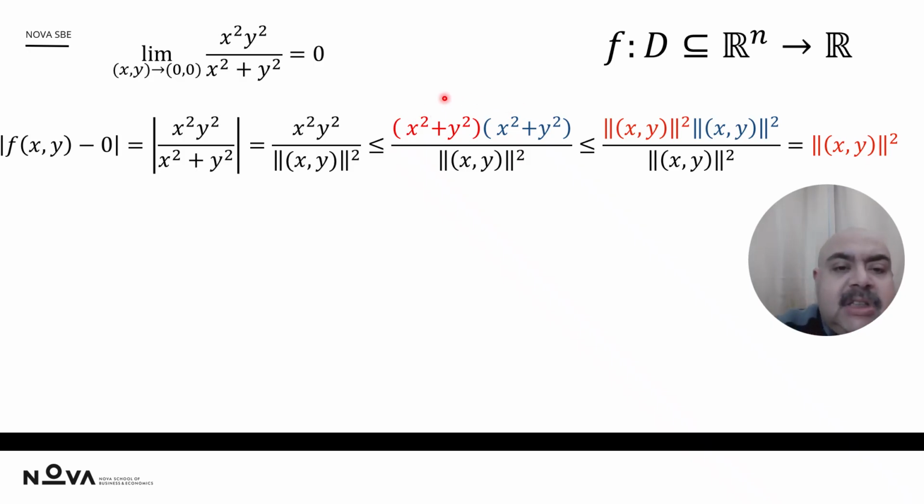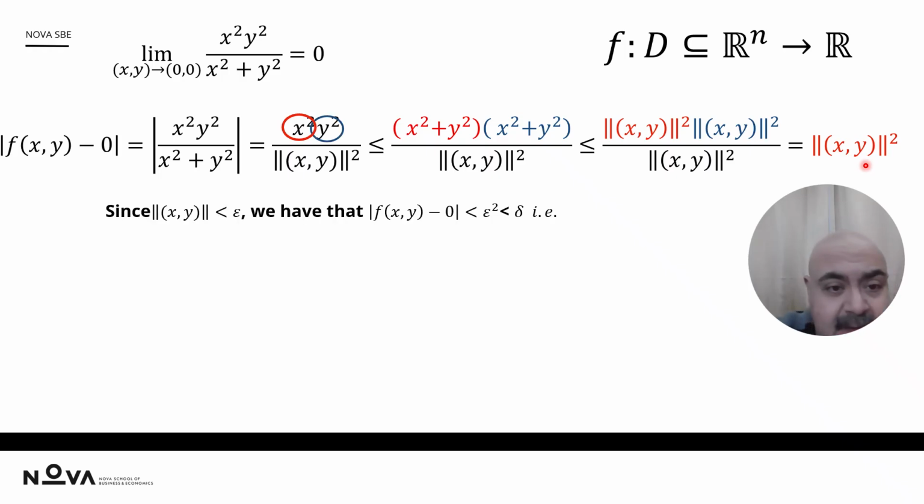Now, replacing these values by magnitudes or by norms, this is going to be the norm of xy. This is going to be also the norm of xy. I can cancel two of them together, and I will have the norm of xy to the power of 2, which means, as you can see, that for the norm of xy less than epsilon, we will have f of x minus 0 less than epsilon to the power of 2. Because I started that the norm of xy minus 0 is less than epsilon.